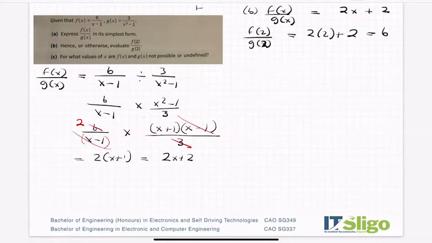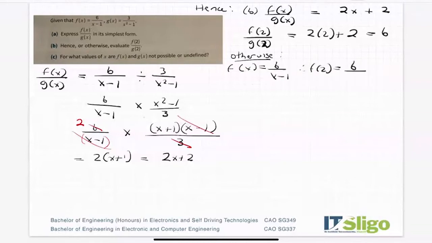Okay, so that was the hence way of doing it. And if you look at the question, hence means use the part before to do it, or otherwise means there's a longer way to do it, but there is another way. So the otherwise way would have been to know that your f of x function was 6 over x minus 1. Therefore, f of 2 would be 6 over 2 minus 1, which is 6. Okay, so just as before, x has been replaced by 2 there, so it's also been replaced by 2 here.